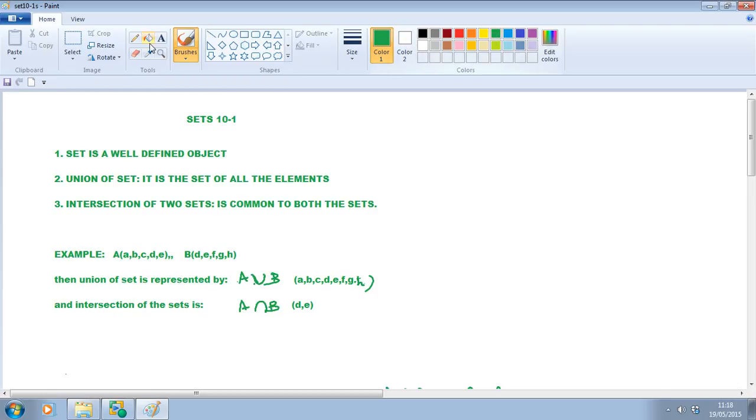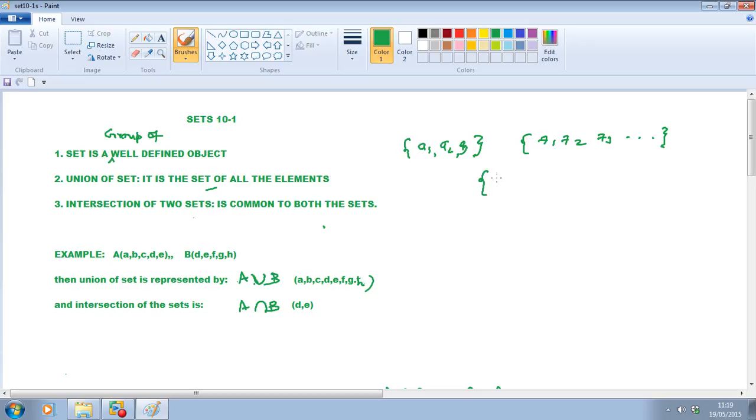A set is a group of objects. Normally, for example, a set of apples. We put brackets like this: a set of apple A1, apple A2, apple A3, like that. Or we can say a set of fruits: fruit 1, fruit 2, fruit 3. So in some way we can group them. We have to define the object.